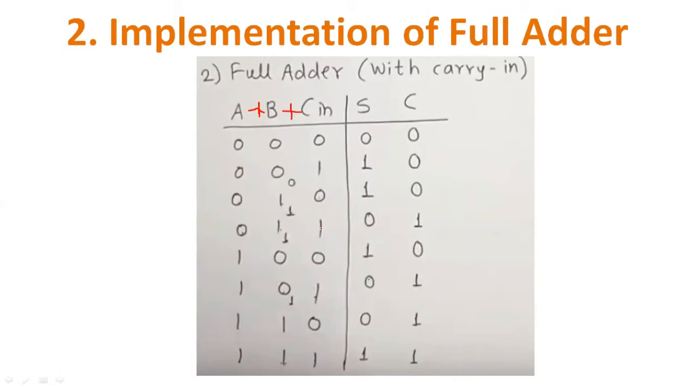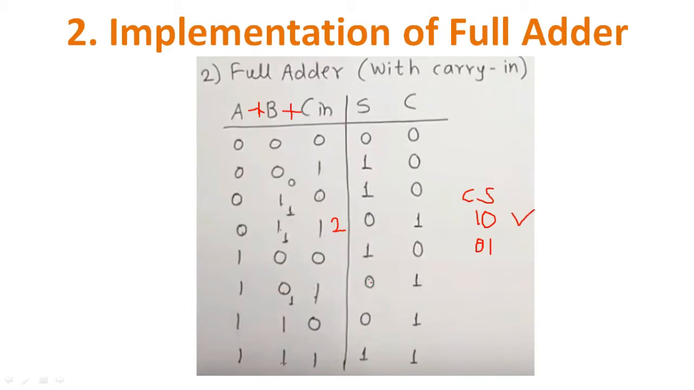0 plus 1 plus 1, the answer will be 2 in decimal, which is represented as 1 0 in binary. So here sum will be 0 and carry will be 1. Okay, so sum is 0 and carry is 1. Now next is 1 plus 0 plus 0, sum will be 1 and carry will be 0, because the answer in binary will be 0 1. Okay, so that means sum is 1 and carry is 0. For 1 0 1, so here 1 plus 0 plus 1, the answer will be 2 in decimal, and it is represented in binary as 1 0.